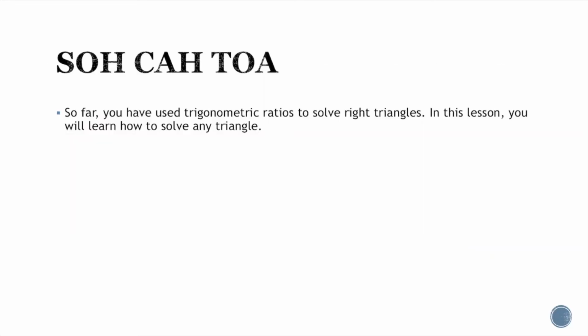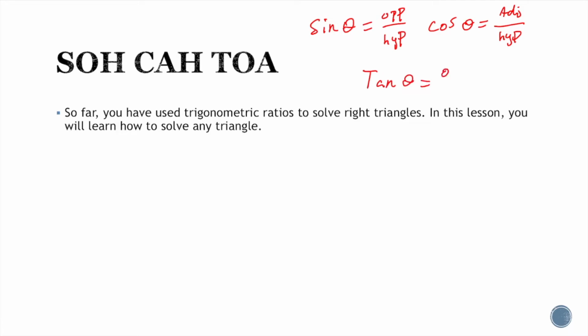If you remember from our last session, our introduction to trigonometry, I showed you the acronym SOHCAHTOA. The sine of an angle, let's say theta, is equal to the opposite over the hypotenuse. Cosine of an angle theta is equal to the adjacent over the hypotenuse. And lastly, tangent of an angle is equal to the opposite side divided by the adjacent side.